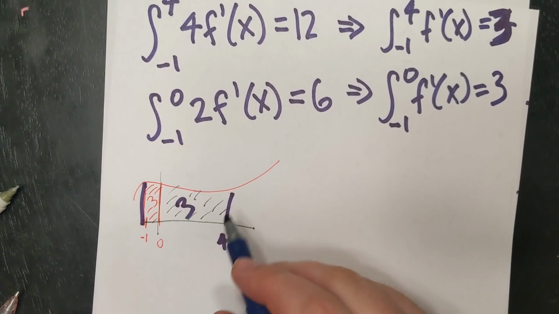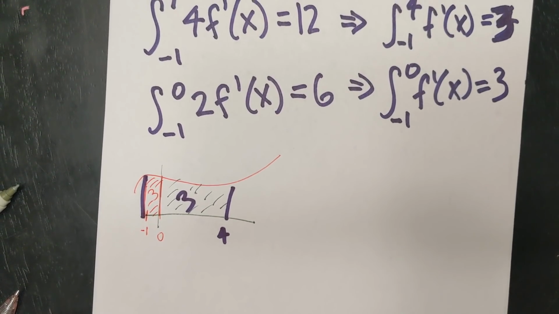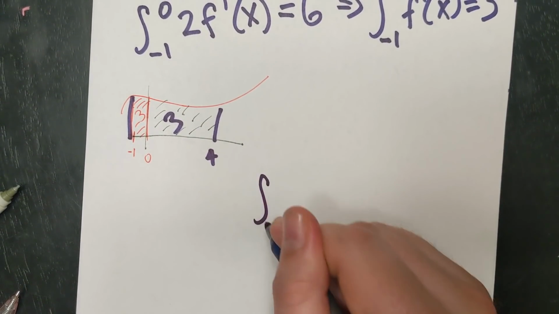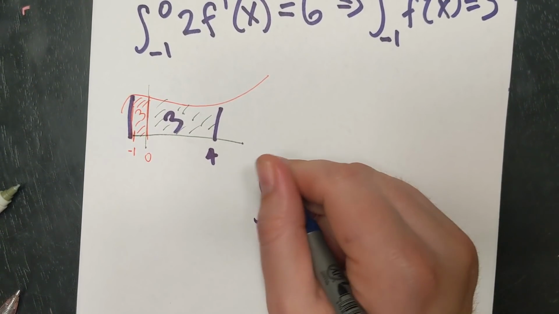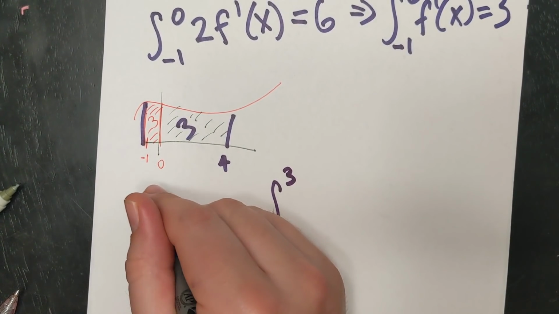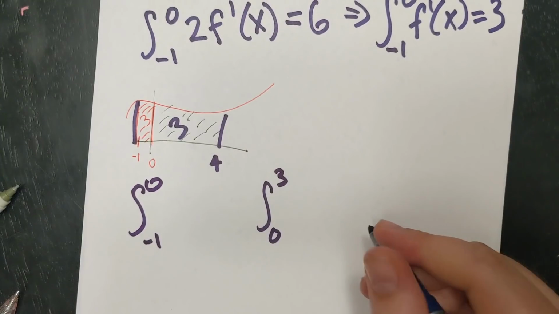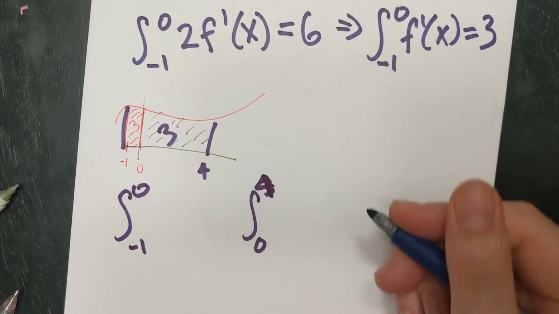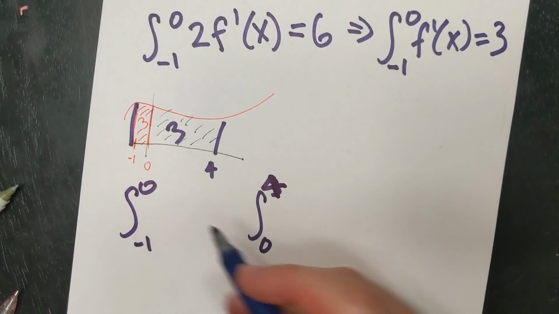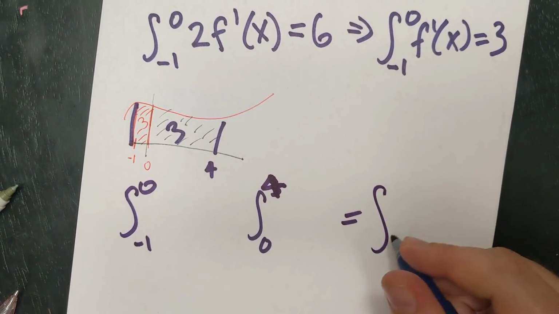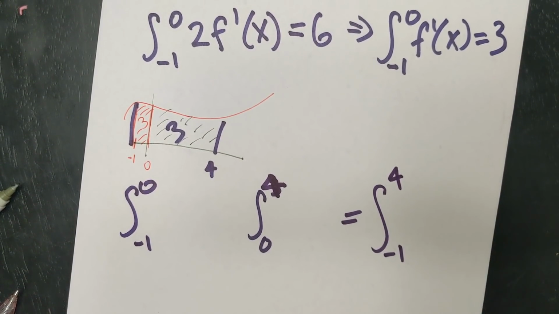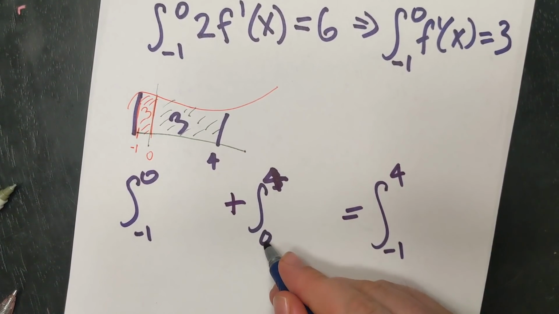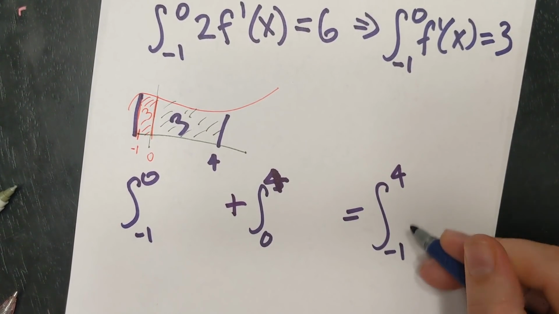It's a little bit misleading the way I drew it. But the key insight is, whatever the area from 0 to 4 is, when I add that to the area from -1 to 0, I should get the area from -1 to 4. Right? Because the area from -1 to 0, plus the area from 0 to 4, is the area from -1 to 4.